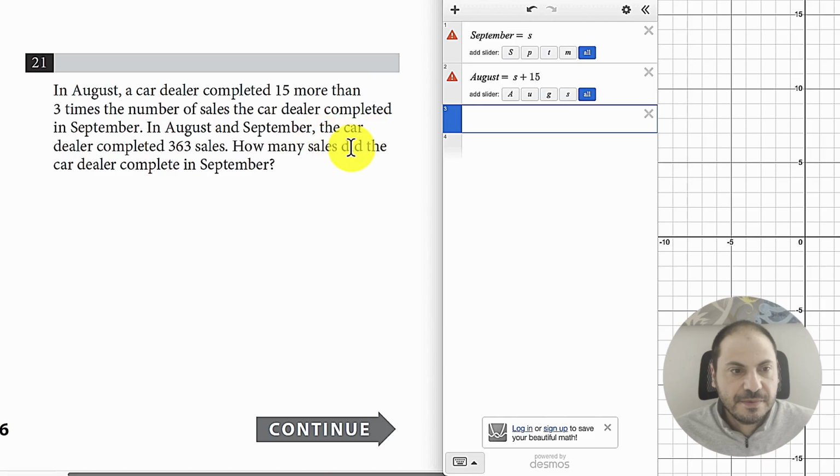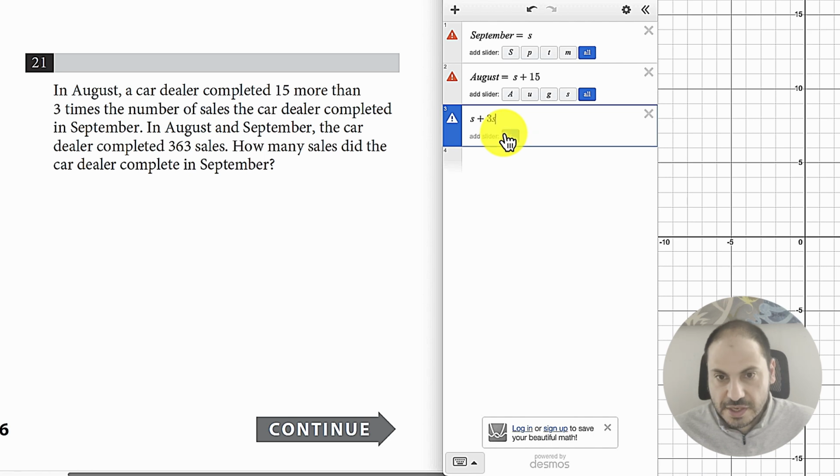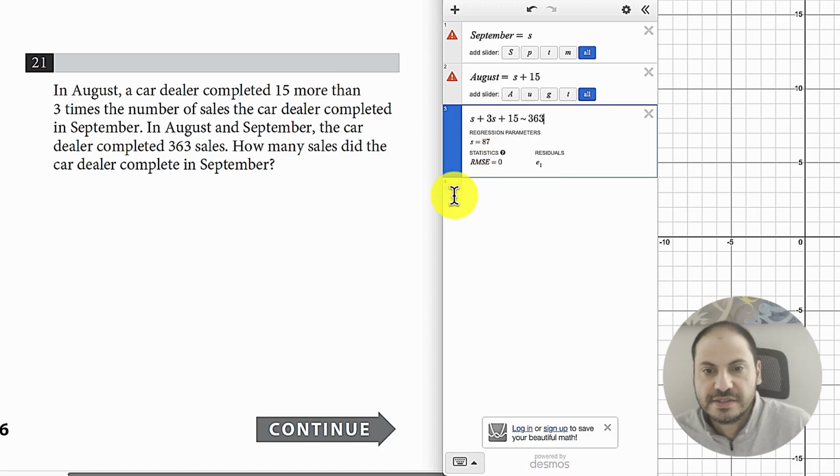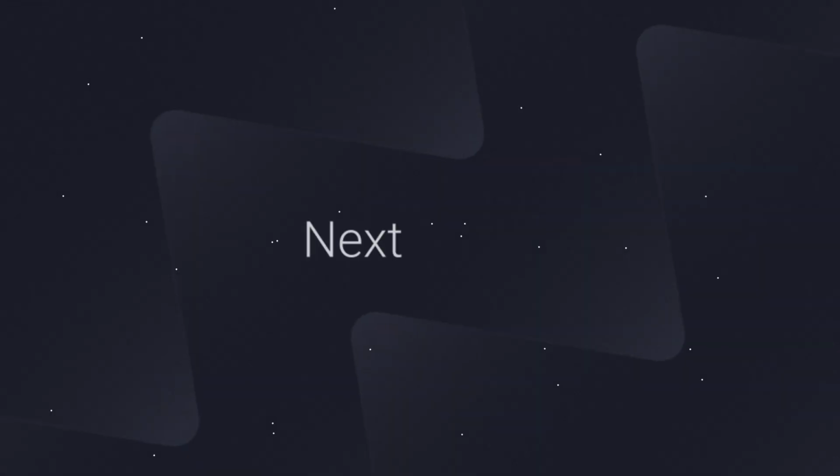In August and September, the car dealer completed 363 sales. So S plus 3S plus 15 tilde 363. How many sales did the car dealer complete in September? S, so S is 87.